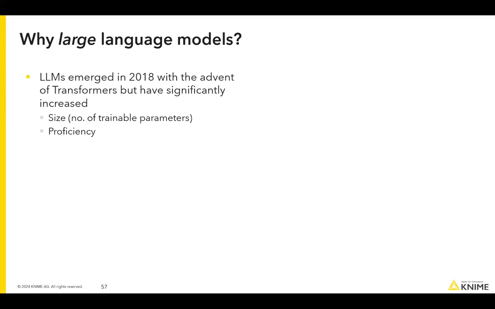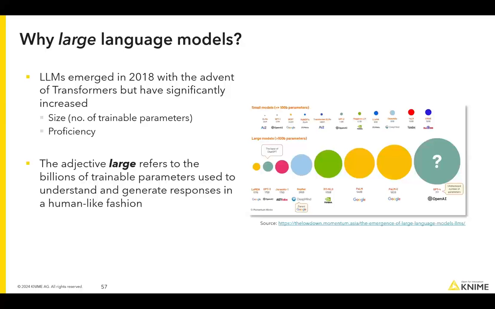And in fact, the "large" depends on the size of the trainable parameters, but also, with that, the proficiency that they've acquired over time. Let me show you this little picture here. You can see a little bit the evolution, and the bubble indicates the number of trainable parameters, the size of these models. You see GPT-4, for example, in the picture, for which we don't know exactly the actual number of parameters, there are only estimates, but you see how over time the size in terms of number of trainable parameters has increased, and also the proficiency.